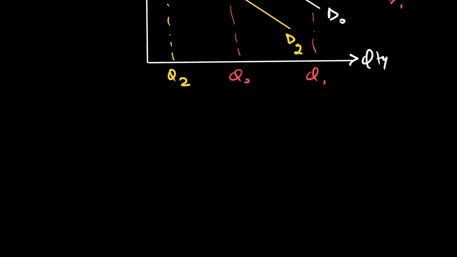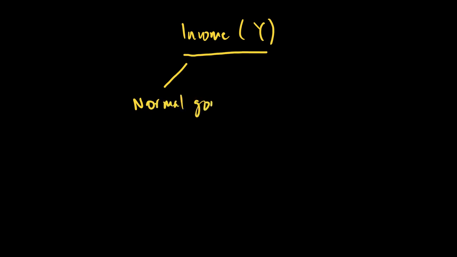Let's now look at factors that affect demand. The first factor that affects demand is income. We use the symbol in economics Y for income, and we say that there are two kinds of good that are affected through income. One is what we distinguish as normal good, and another one is what we call inferior good.